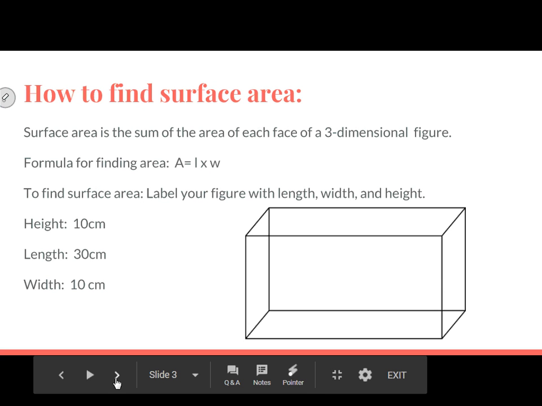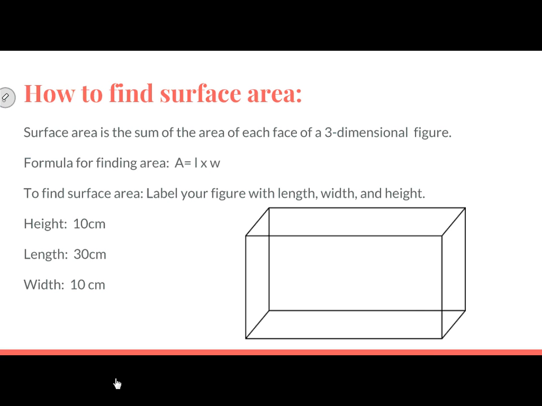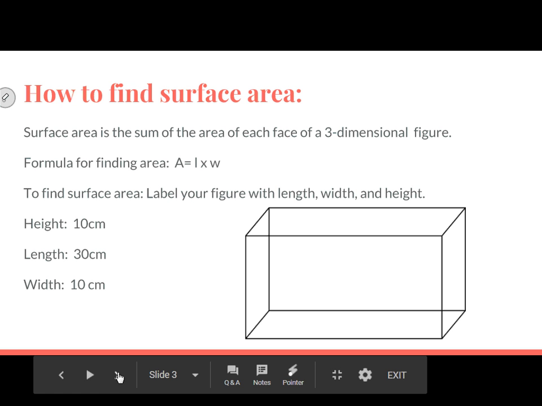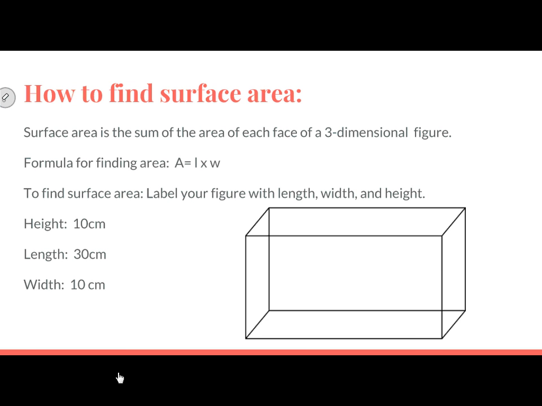So how to find surface area? Surface area is the sum of the area of each face of a three-dimensional figure. For the formula for finding area, area equals length times width times height, or length times width. To find surface area, label your figure with length, width, and height.